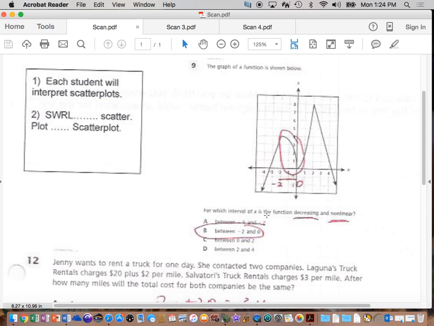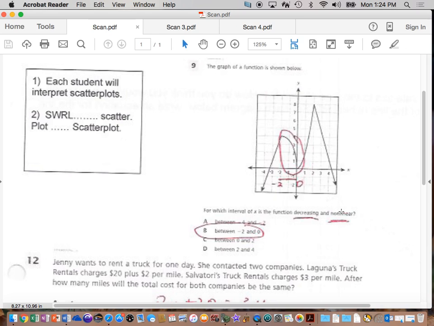For which interval is this function decreasing and nonlinear? Decreasing means going down. So follow me here. We always read a graph left to right. This is not going down. What is this doing? Going up. This part's going down, this part's going up, and this part's going down. So there are two down pieces. One is this piece, which is kind of curved, and then there's this piece that's straight.